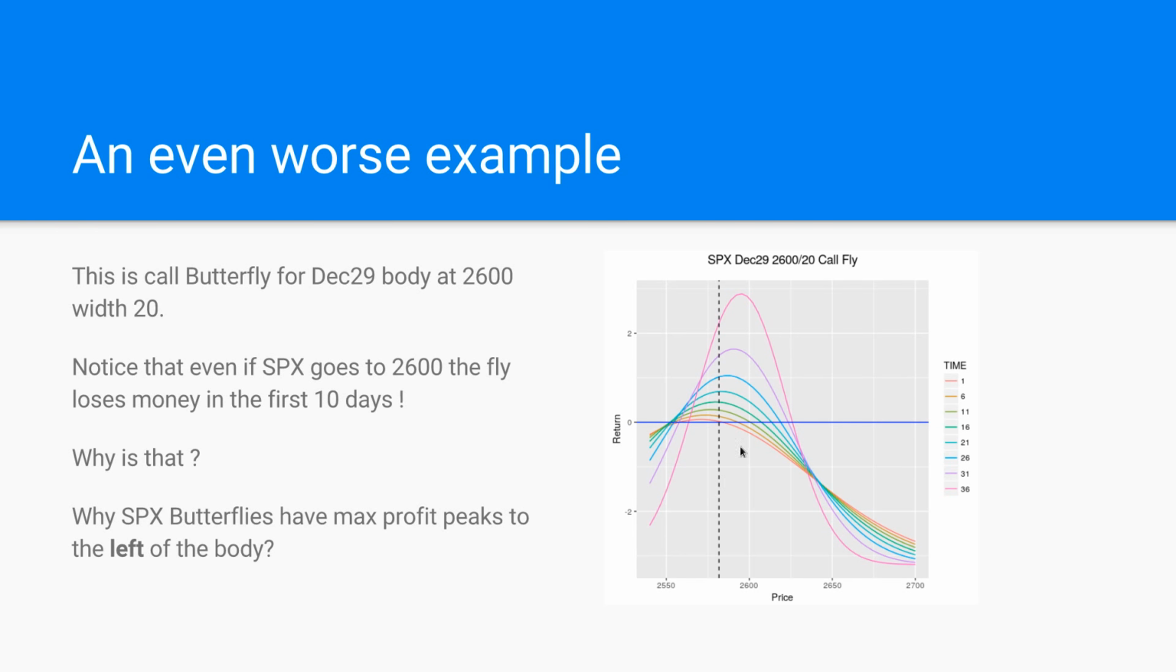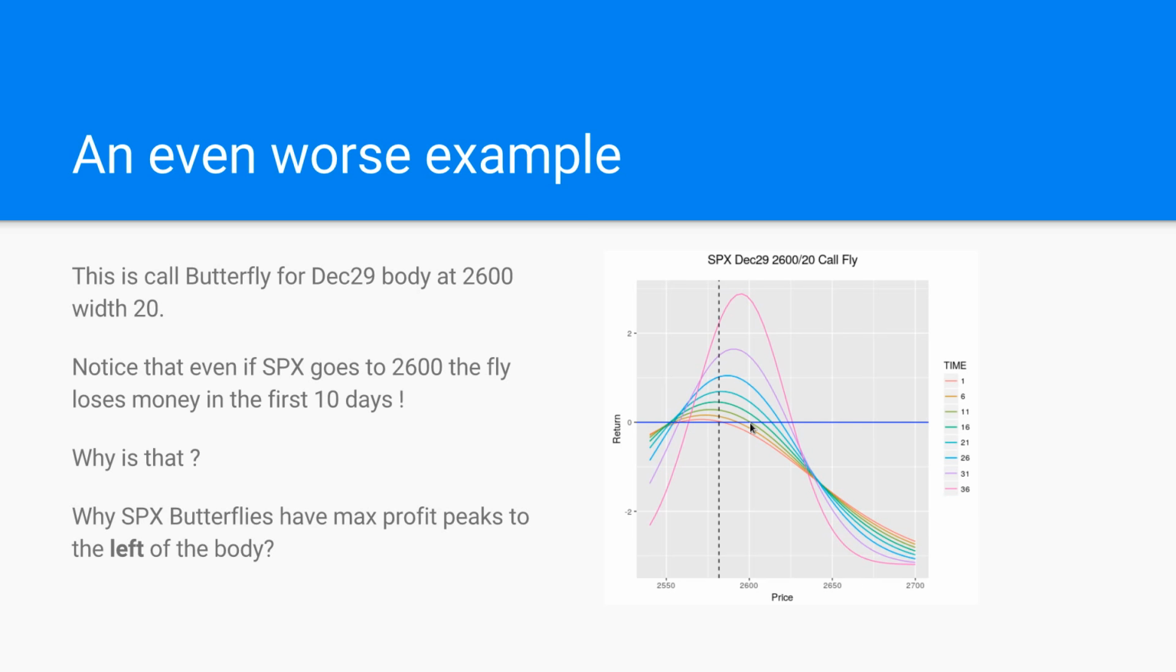And yet, just notice this. Notice the profit and loss for this butterfly. If the market tomorrow goes to 2,600, which is not that far from where we are right now, this is the dotted line, where we are right now. If the market moves toward 2,600, I am going to lose money. This fly loses money. I don't make money. In fact, I am losing money for the first 10 days of the trade. 11 here, you barely break even at the 11th day.